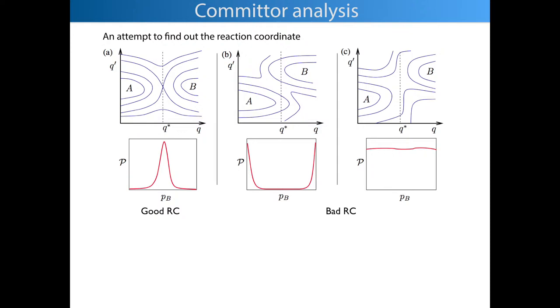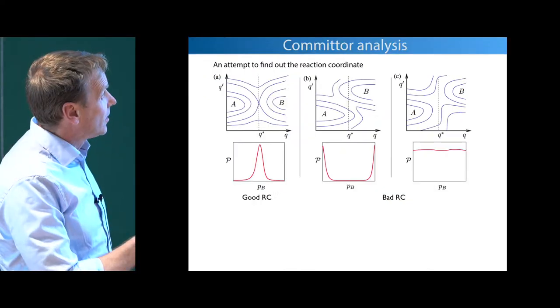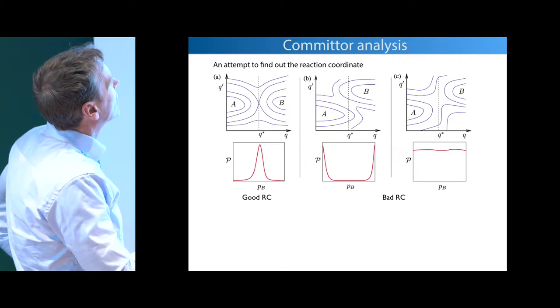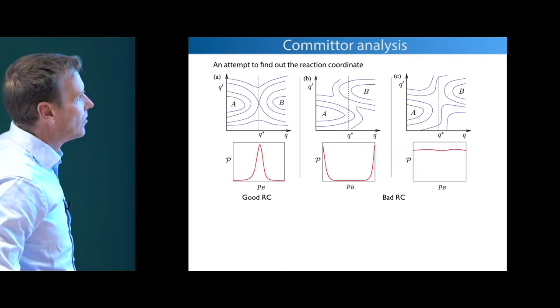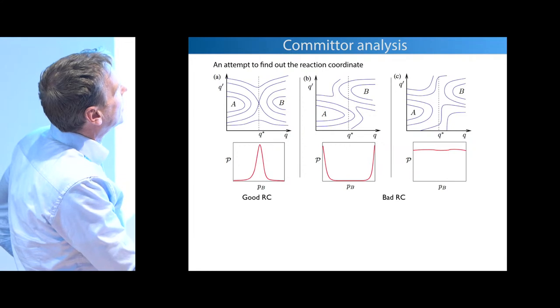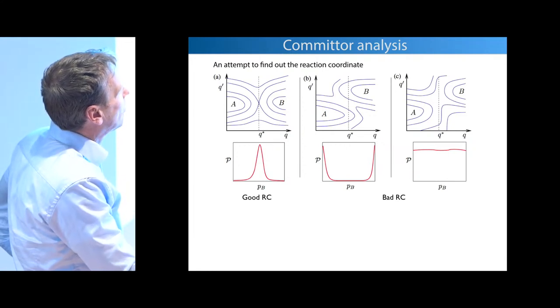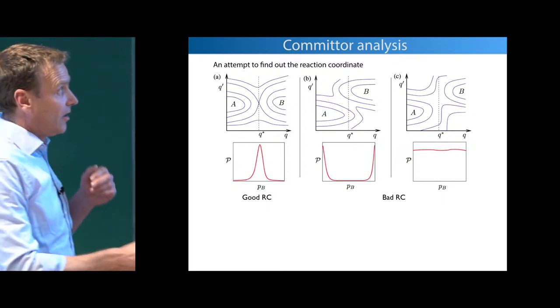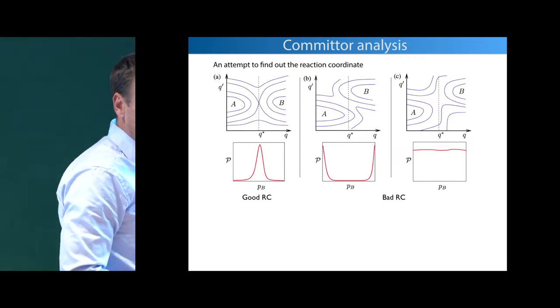And this particular behavior gives then rise to a committer probability distribution, which looks like this. So this is the committer distribution for this situation. And this is typically known as a good CV, or reaction coordinate, because all points on this surface actually belong to the dividing surface. Now, over here, you see something which is typically not good. So now here, this is shifted or tilted with respect to the optimal dividing surface. And now you see that points over here already commit to A, points over there commit to B. So this is typically not good. And so you can distinguish very easily between those extremes.